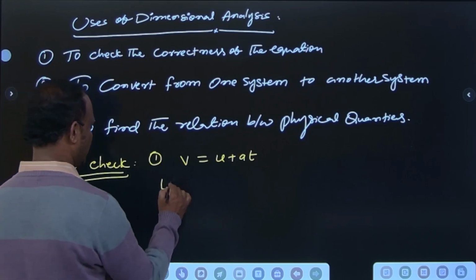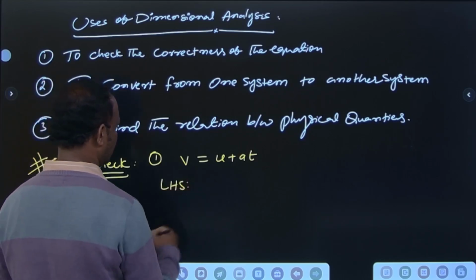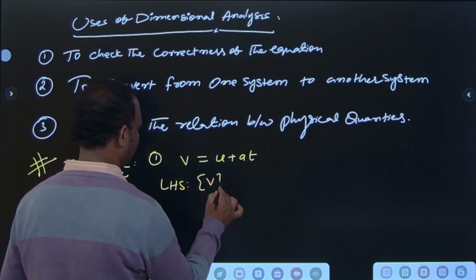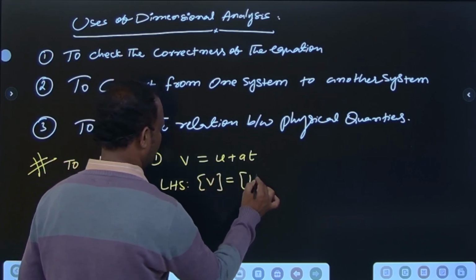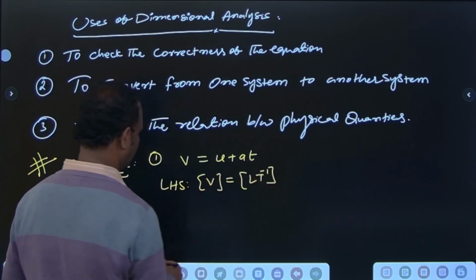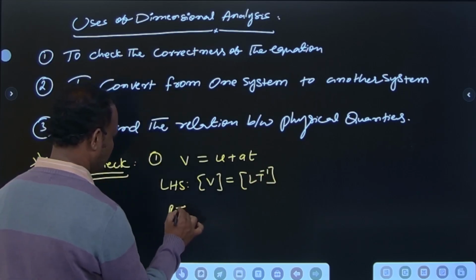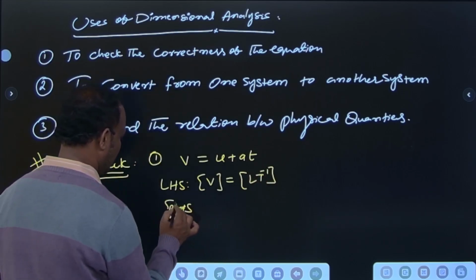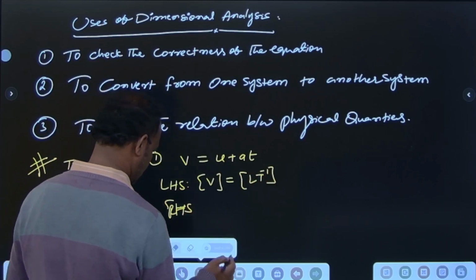First I am taking this LHS. The dimensional formula of V is L T to the power of minus 1. Okay, so now the dimensional formula of this RHS.